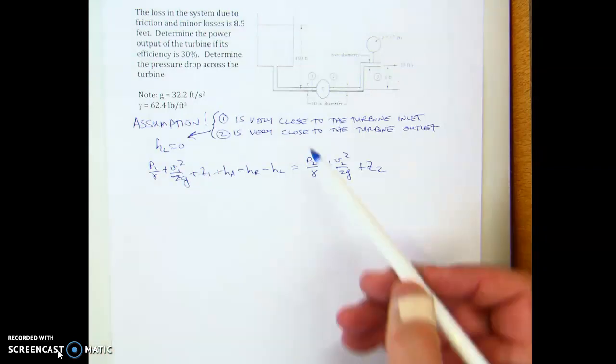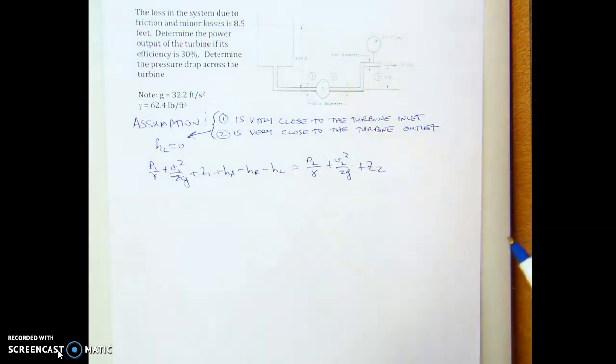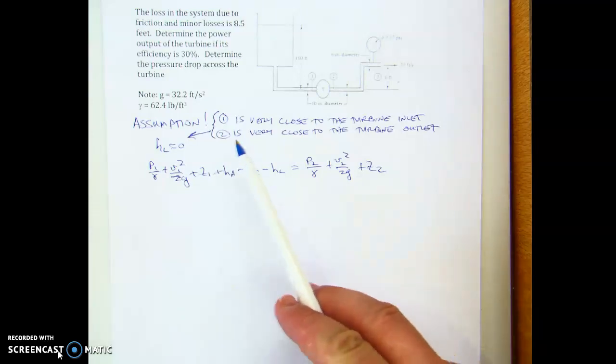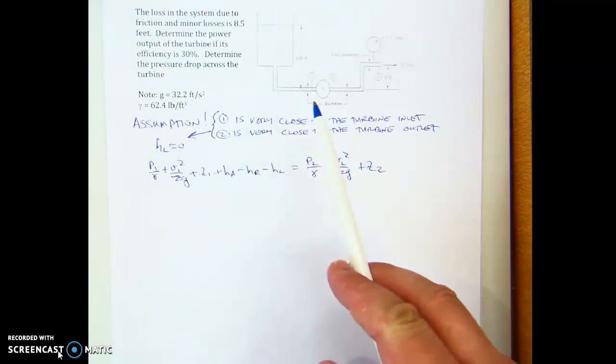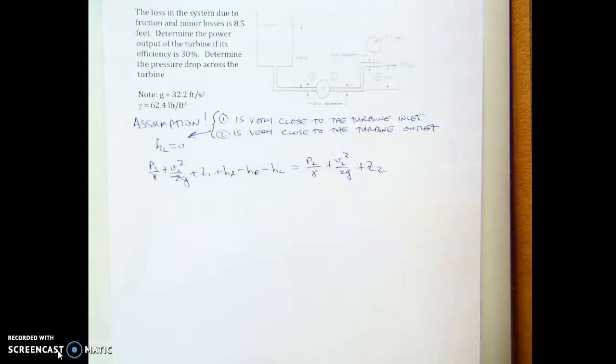Point 1 and point 2 are set out for us on either side of our turbine, which makes sense if we want the pressure drop across the turbine. And I've noted an assumption here, which is fair, that 1 is very, very close to the inlet of the turbine, and 2 is very, very close to the outlet of the turbine. The reason we do that is if there's really no effective pipe length there, there's very little in the way of friction and minor losses. So we can say that in that case HL is effectively 0.